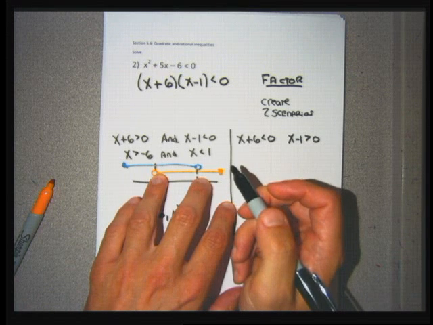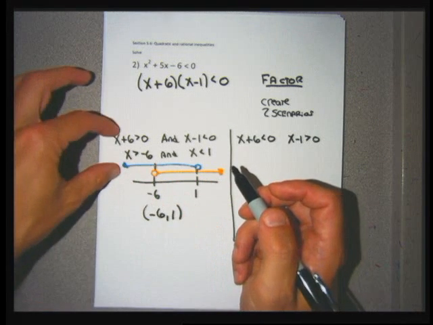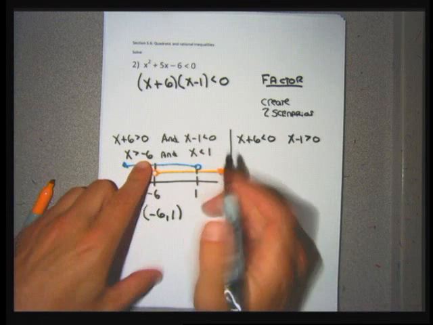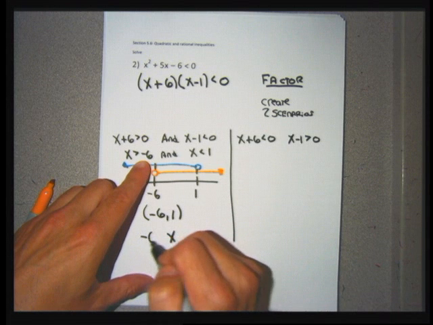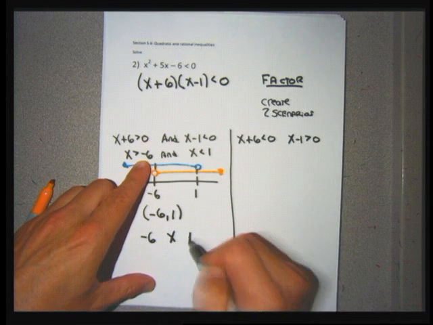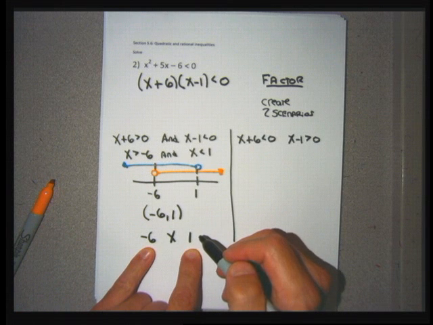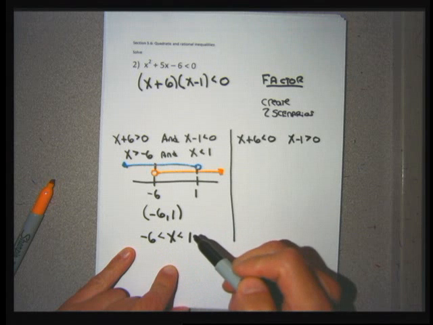A better way to write this, although this is a correct description of the solution, is an inequality with the x written between the two numbers. So when I want x to be bigger than negative 6 and less than 1, I write an x between a negative 6 and a 1, and I do two less than signs. This would be the nicer way to write this.